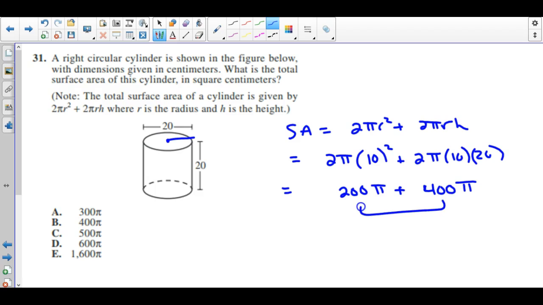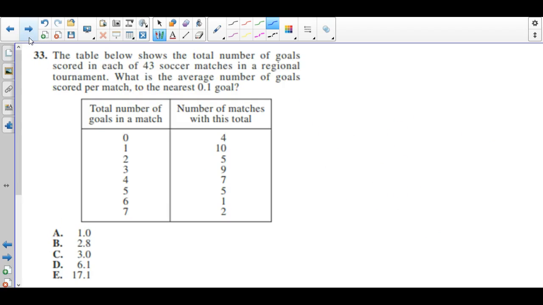And then you can add these two things together and treat your pi's as though they're like x's or something. We have 600 pi. And it's just looking for that simplest form. So something that you're not going to go to the calculator for and actually give me a decimal on this. You're just going to express your answer in terms of pi.